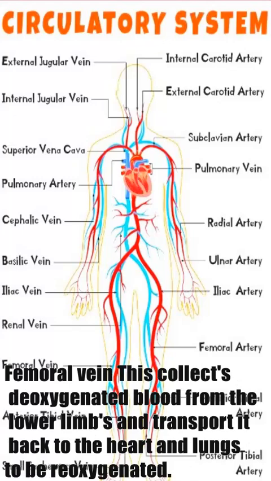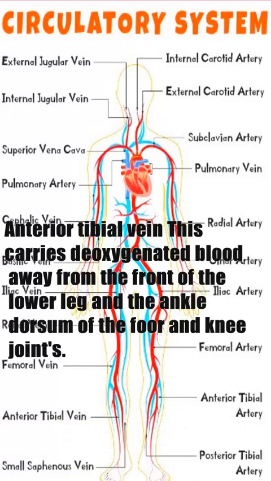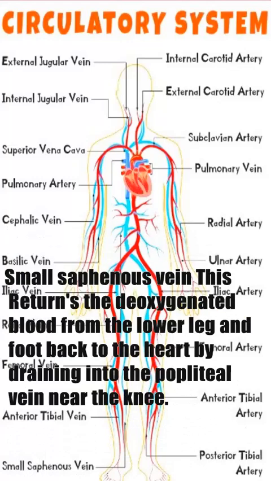And the next one, anterior tibial vein. This carries the blood away from the front of the lower leg and ankle, dorsum of the foot and knee joints. And the next one, small saphenous vein. This returns the deoxygenated blood from the lower leg and foot back to the heart by draining into the popliteal vein near the knee.